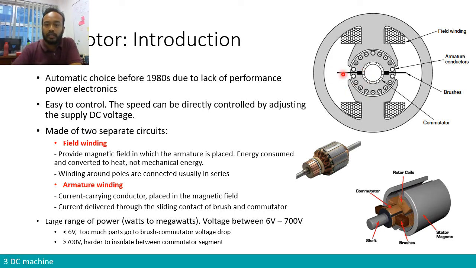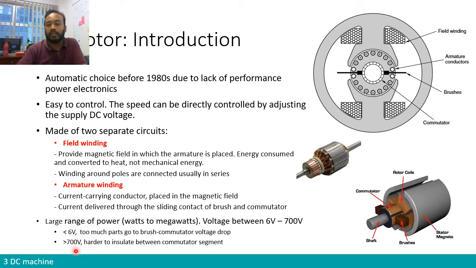The voltage drop can be in the order of a few volts. So if you have a smaller voltage, the voltage drop can be a large percentage of the voltage supplied. It doesn't make any sense to have a large portion of the voltage supplied lost in the voltage drop of contact. It will become less efficient. So we don't have a machine that is smaller than 6 volts.